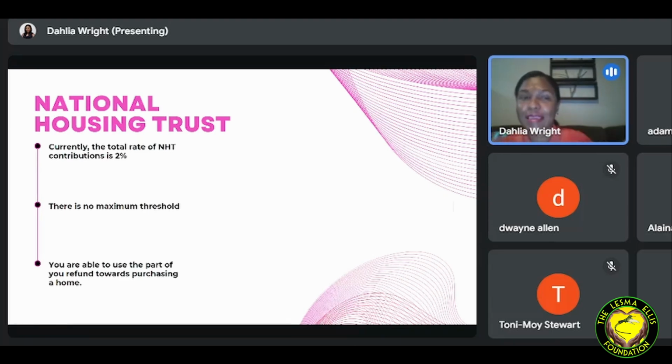Oh, and also make sure NHT has a login, right? So you can log in and ensure that your employer is paying over your taxes, but we're going to talk about that in the end as well.